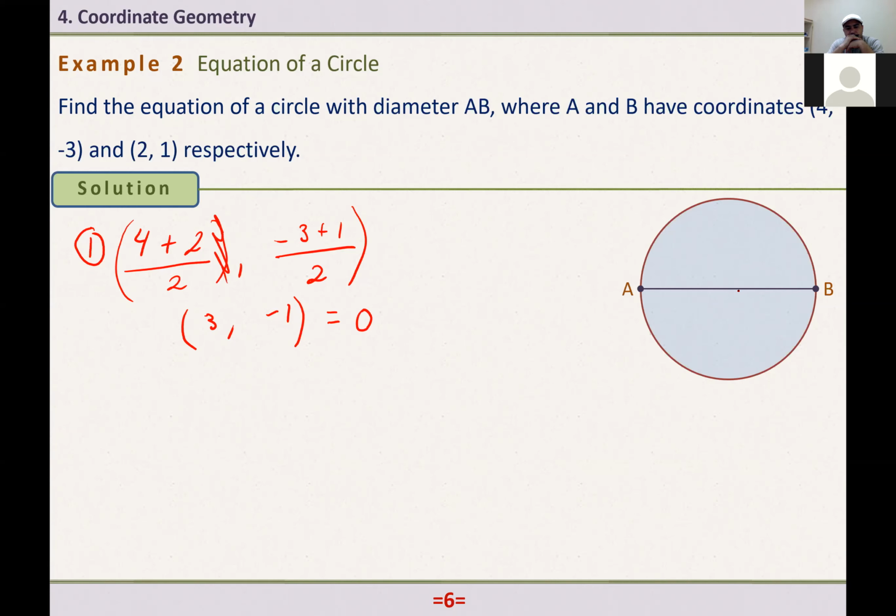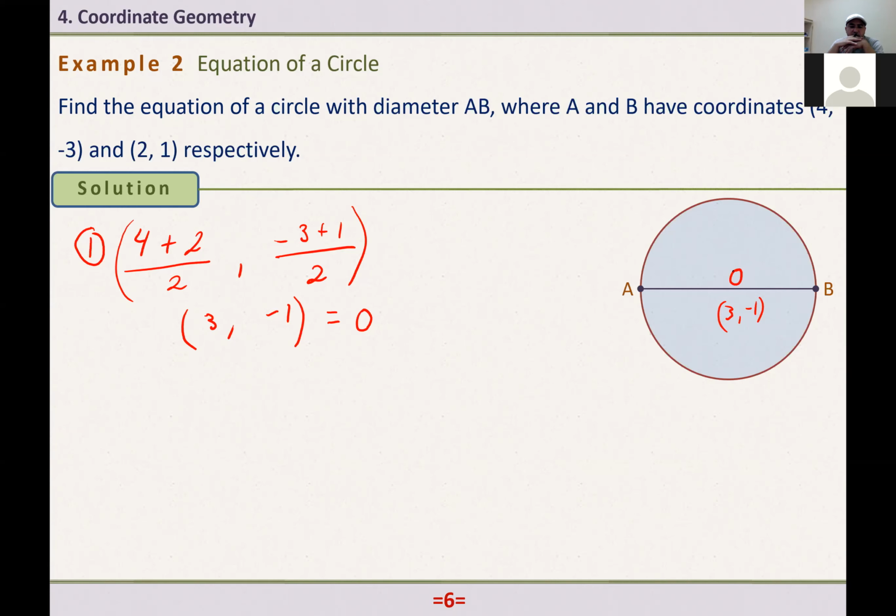Okay, so we know the center, right? That is h and k. No, you don't have to write h and k there. Just write O, that's enough. Capital O.